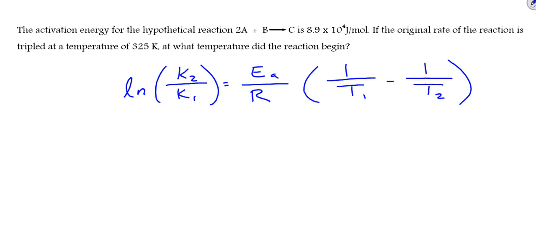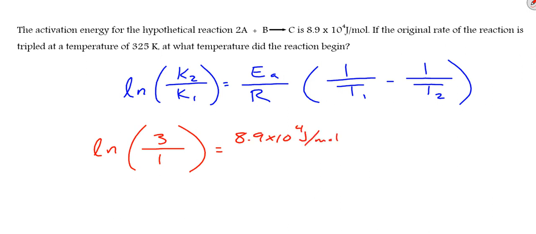One of the tricks is that it said the original rate is tripled. So if the original rate, we're going to say, is 1, which would make sense, then now it's been tripled. We can make any number we'd like. It says the activation energy is 8.9 times 10 to the 4th joules per mole. Our R value is always the R value that deals with joules, which is 8.314 joules per mole Kelvin.